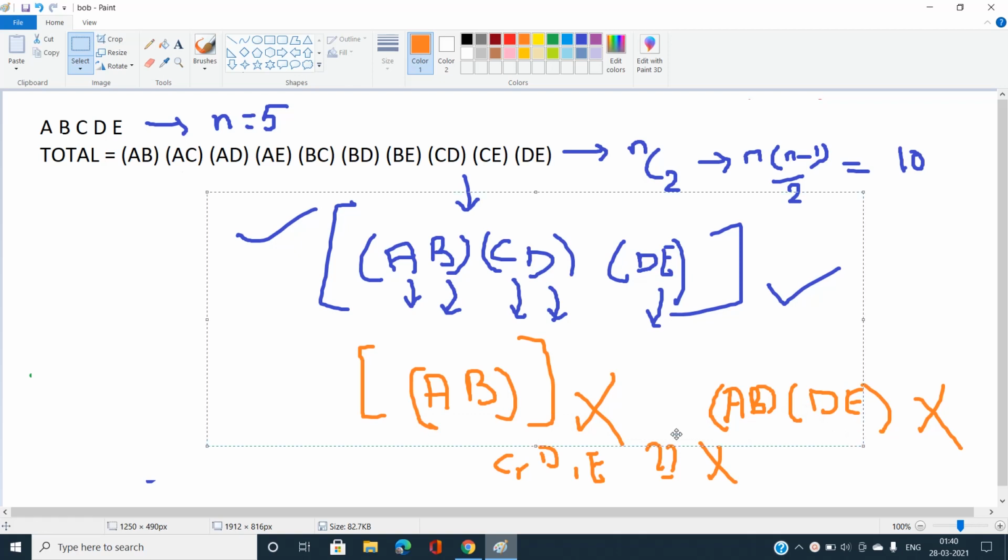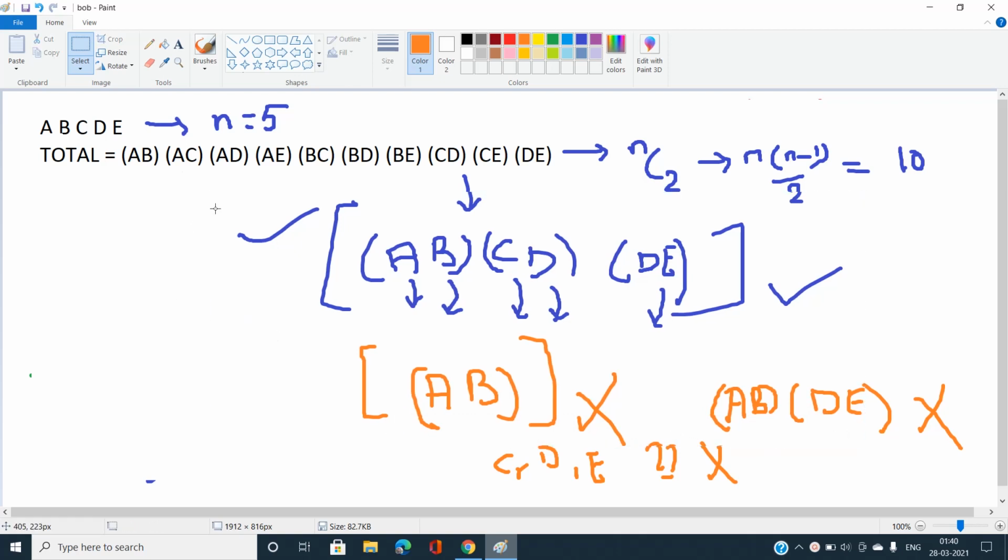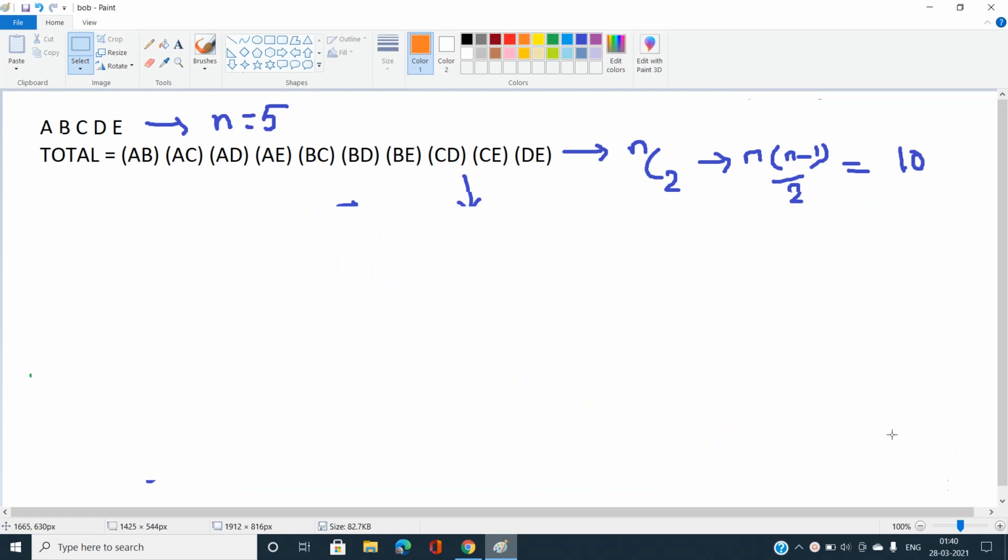Okay, so let me first erase this stuff. Okay, so let me do this. Okay, so this is the total number of pairs.